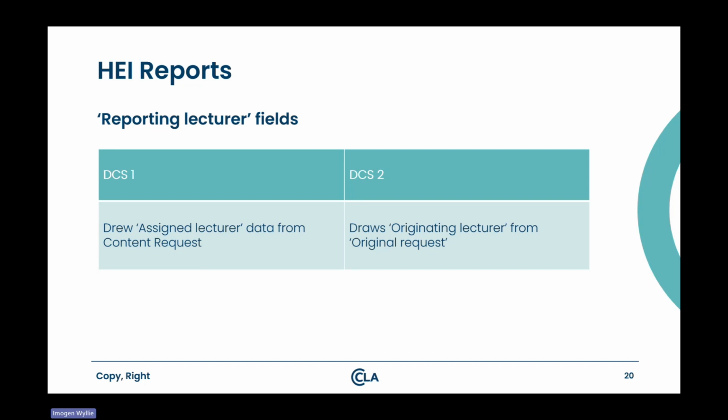In the new one, reporting lecturer is drawing the data from the originating lecturer. So that's if it came from a reading list system, so Leganto or Talis or something like that, then it draws the lecturer name from the very original request.